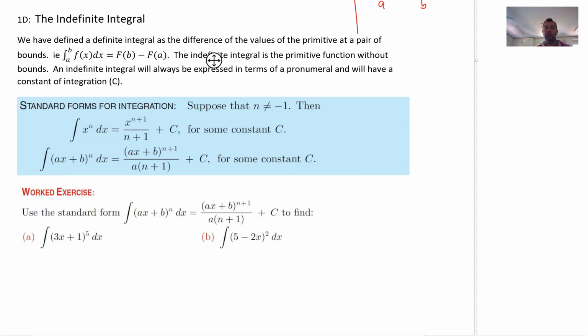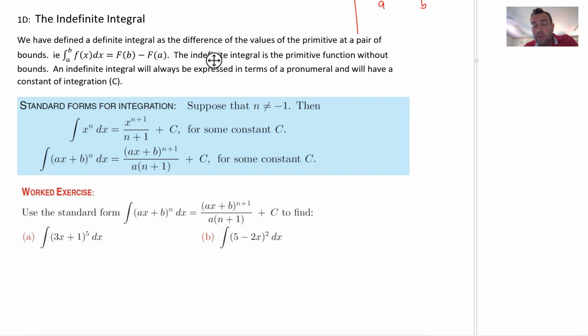Hey, this is the next part of our topic on integration. Today we're looking at indefinite integrals. The main difference here is that we do not have those bounds, a and b. We don't substitute in here anymore, and we don't get a neat value at the end. Instead, we get some other expression. We get another function usually.